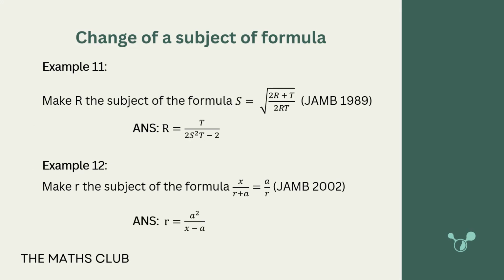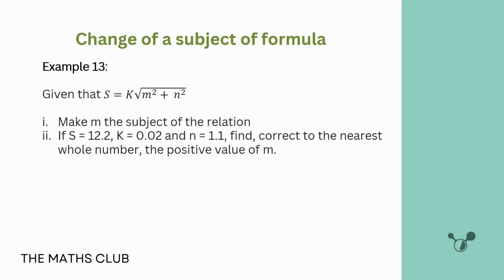So our R is equal to A squared all over X minus A. Now the last question, example 13, says that given that S is equal to K square root of M squared plus N squared, make M the subject of the formula. Then it says if S is equal to 12.2, K is equal to 0.02, and N is equal to 1.1, find, correct to the nearest whole number, the positive value of M. I want you to pause the video and try this out yourself.